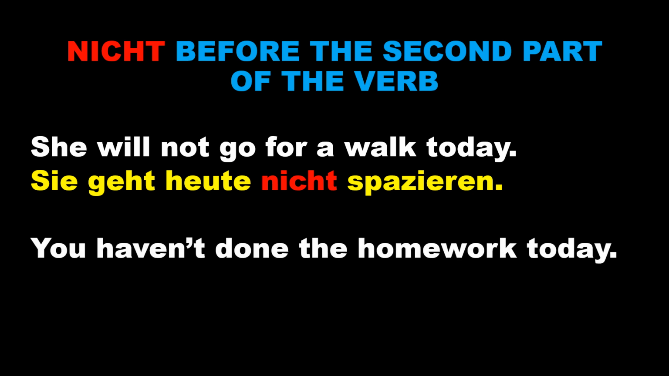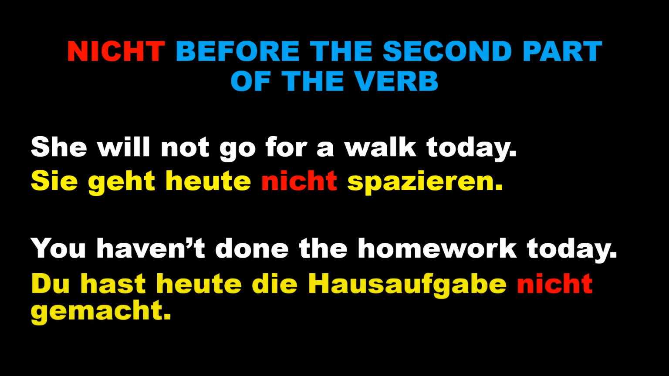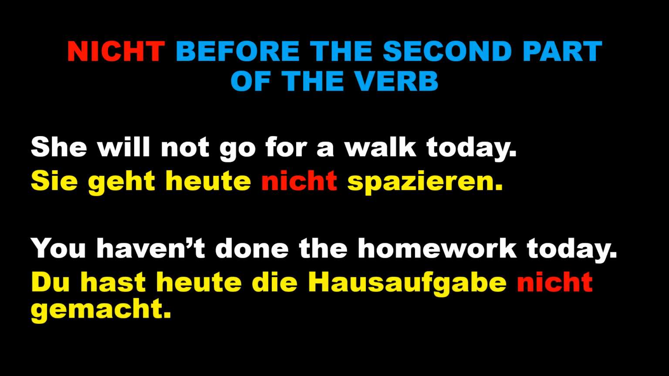Let's see one more example. You haven't done the homework today. Du hast heute die Hausaufgabe nicht gemacht. Here you can see there are two verbs as it is a perfect tense sentence. Hast, that is at the second position in conjugated form, and the participle form is at the end of the sentence, gemacht, and nicht is positioned before the participle form. That is how we will use nicht here in such kind of situation. Let's go ahead.